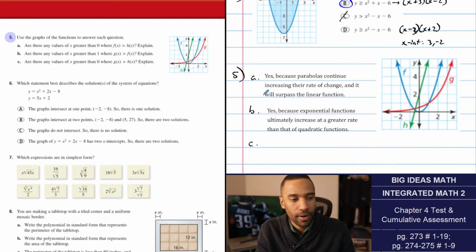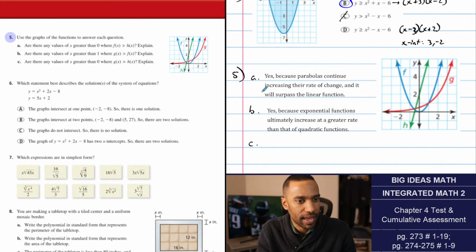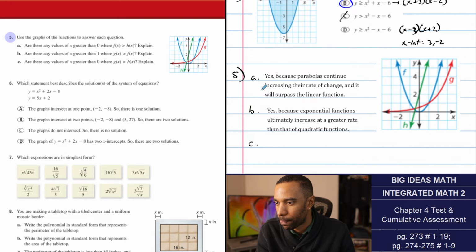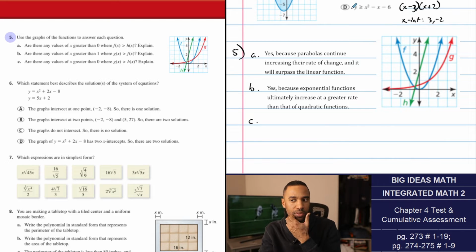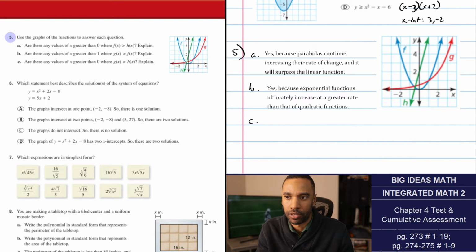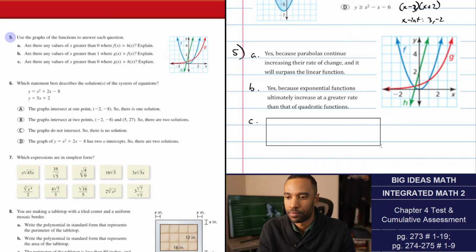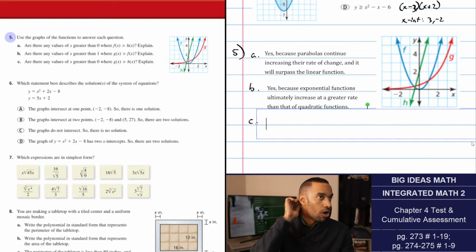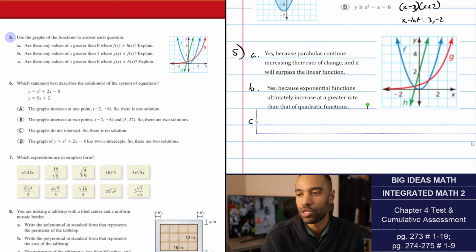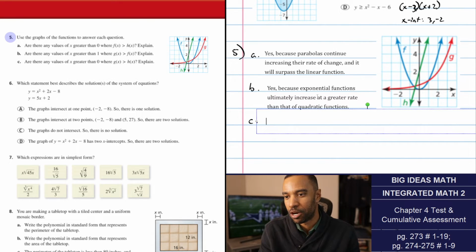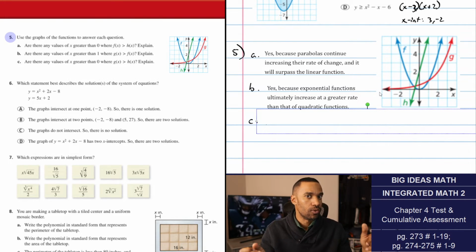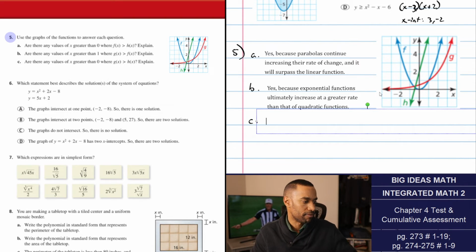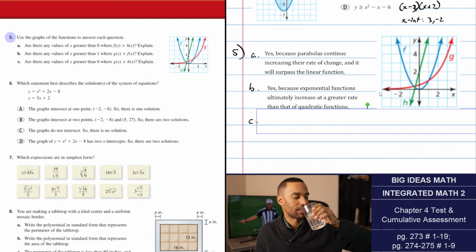Are there any values of x greater than 0 where g of x is greater than h of x? Yes. So all these are yeses. Same thing with the exponential, it's going to take off more than the linear one as well. So I could almost make the conclusion with you guys that if A and B are both true, then C has to be true. It's kind of like, if you're faster than me, and this person's faster than you, then that person's faster than me, right? I'm not going to be faster than that person if I'm not faster than you, things like that.